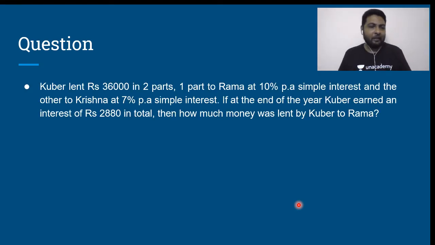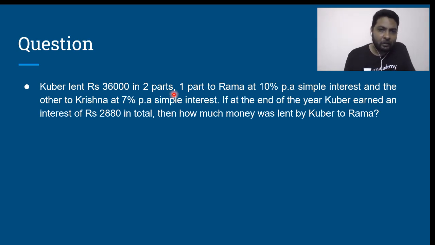Kuber lent rupees 36,000 in two parts. One part to Rama at 10% per annum simple interest and the other to Krishna at 7% per annum simple interest. If at the end of the year Kuber earned an interest of rupees 2,880 in total, then how much money was lent by Kuber to Rama?